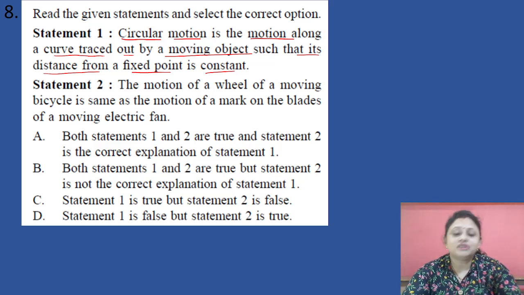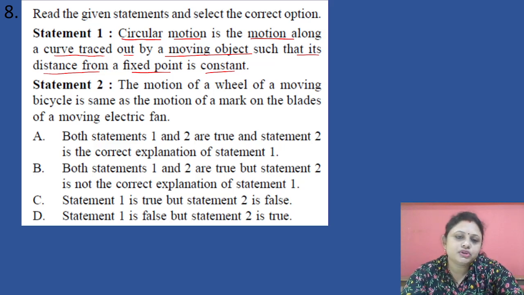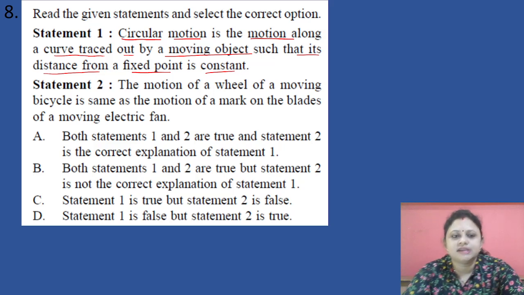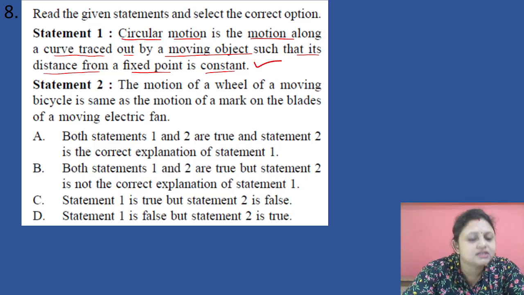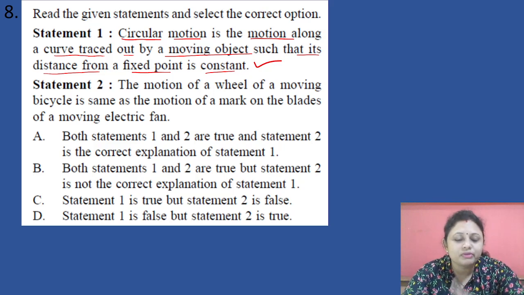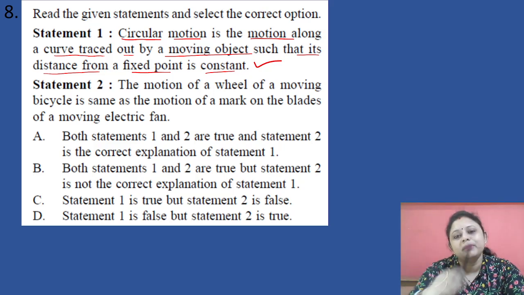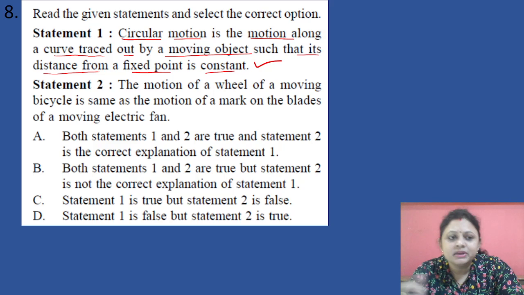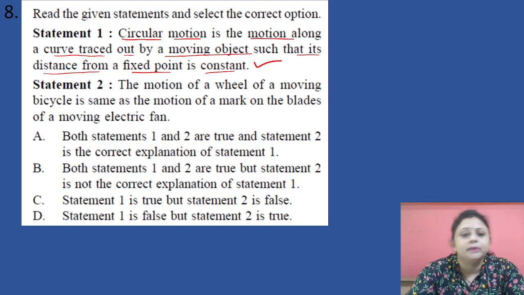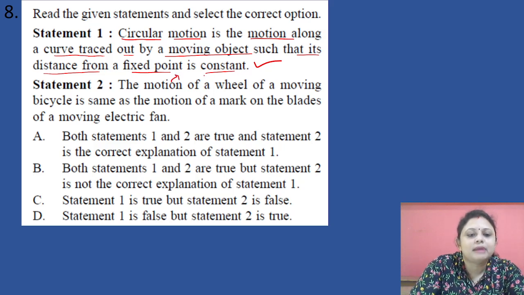Okay. So the first one, circular motion is the motion along a curve traced out by a moving object such that the distance from a fixed point is constant. Yes, this one is correct. It is the circular motion. From a fixed point, the distance during the movement is always constant. Coming to the second statement, the motion of a wheel of a moving bicycle.